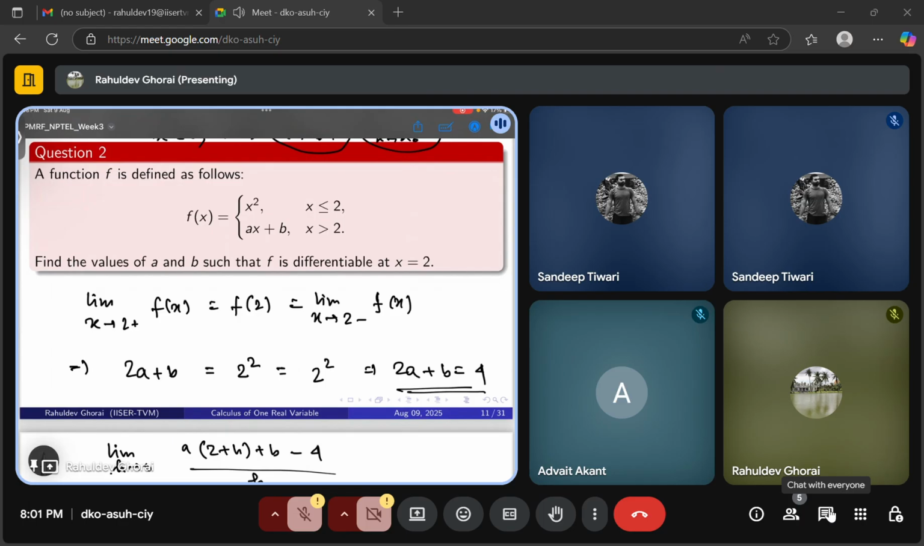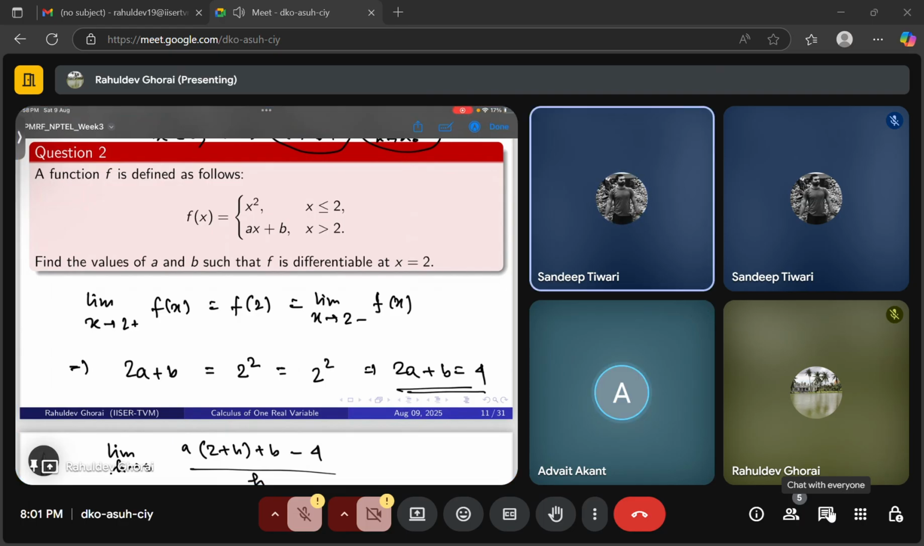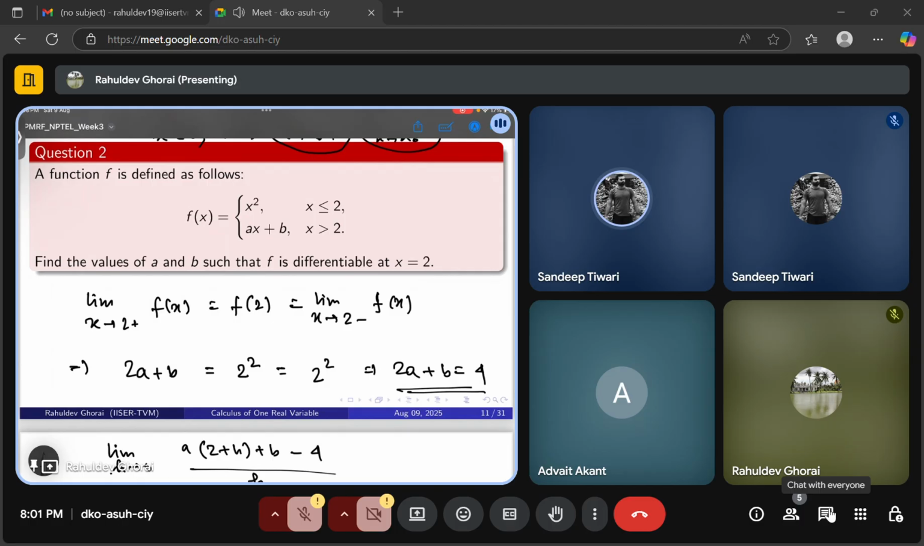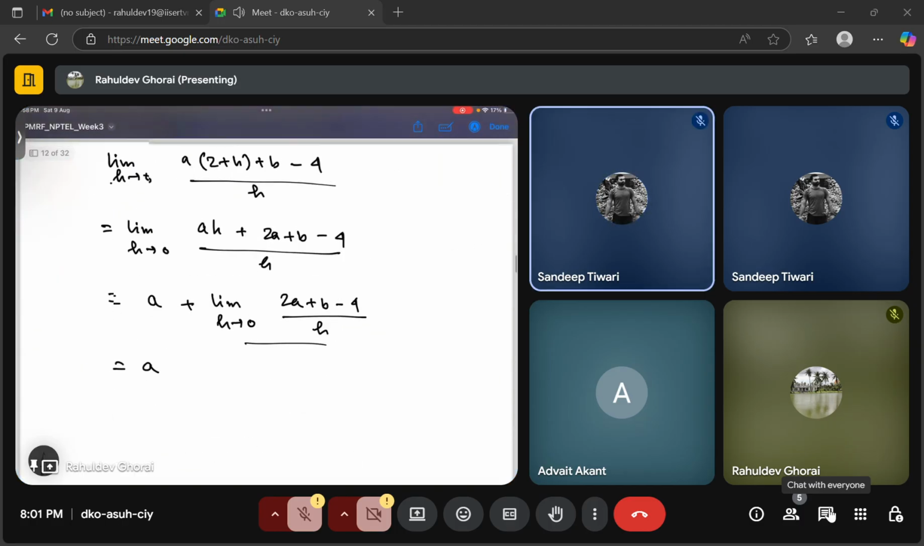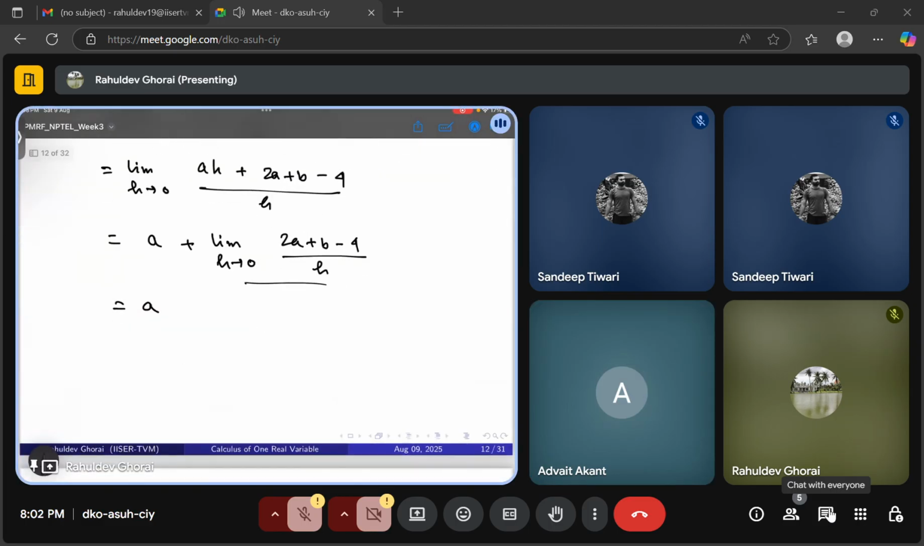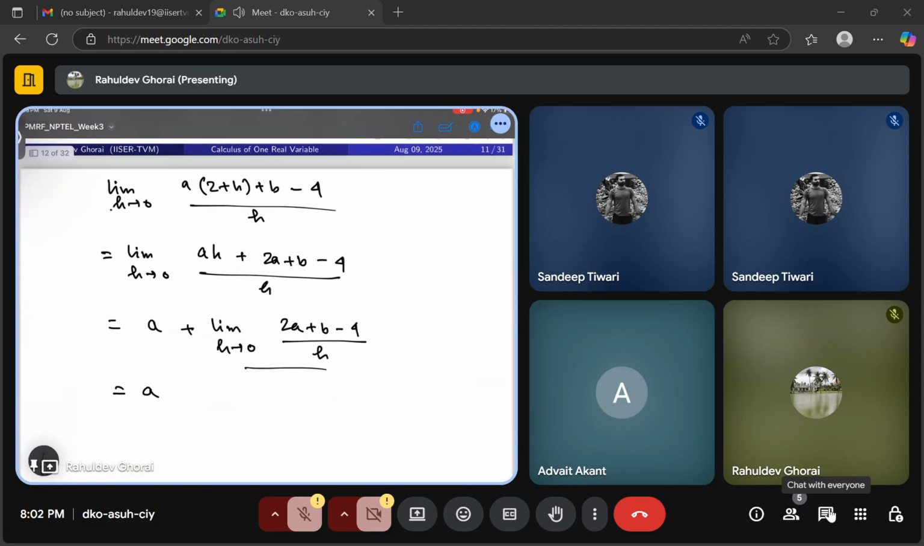I'll check the answer and maybe I'll tell, but most probably this will be the answer. I mean, we can take the left hand derivative and right hand derivative. Is it coming different? No, we can equate them. No, no, that is because you can see from here. What else it can be?